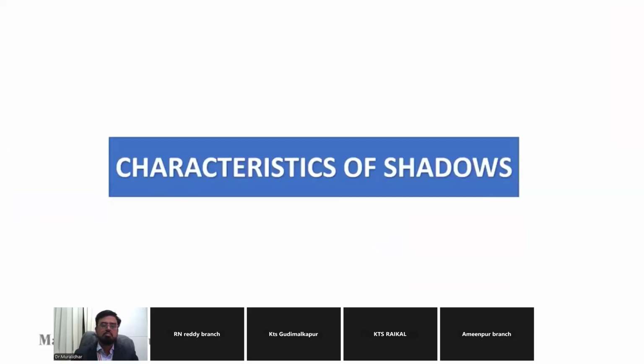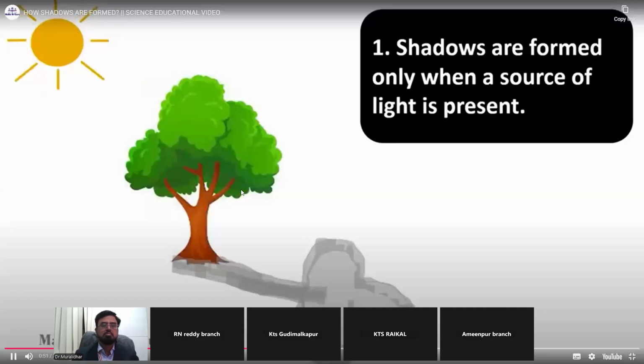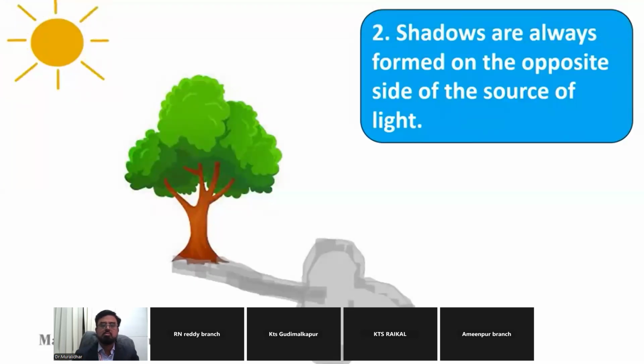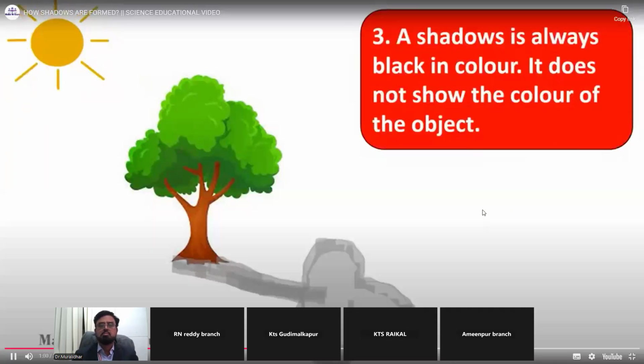Characteristics of shadows. Shadows are formed only when a source of light is present. Shadows are always formed on the opposite side of the source of light. A shadow is always black in color. It does not show the color of the object.